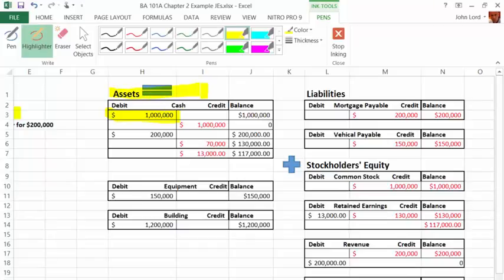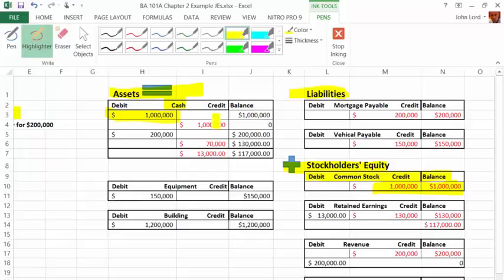Okay, so we have assets equal liabilities plus stockholders' equity, and you wouldn't see all this in the ledger, but you would see the cash account. We just debited it and we credited what? Common stock for the $1 million, right? And then we always show the balances there as we go along.